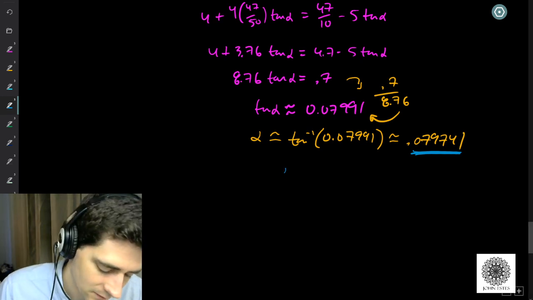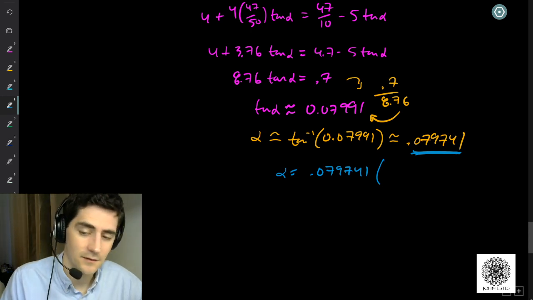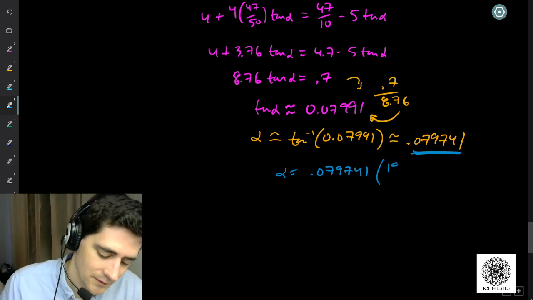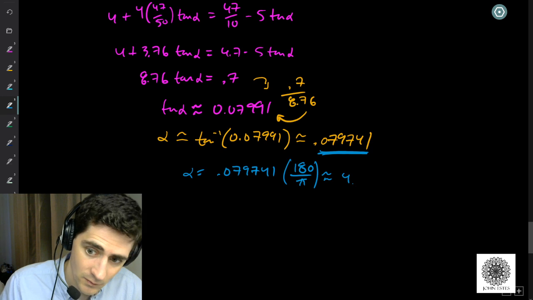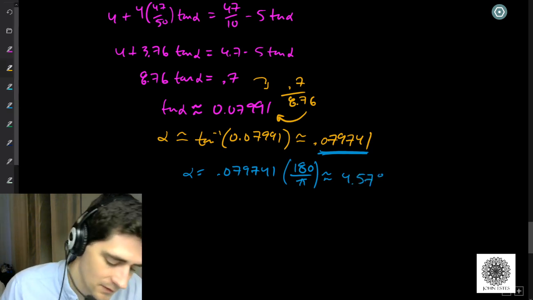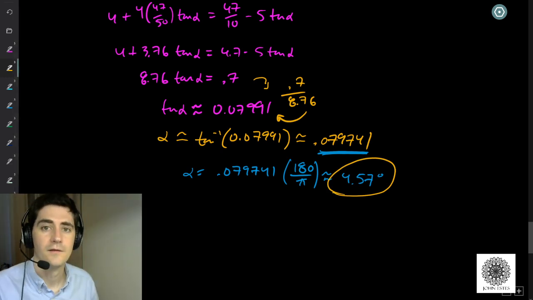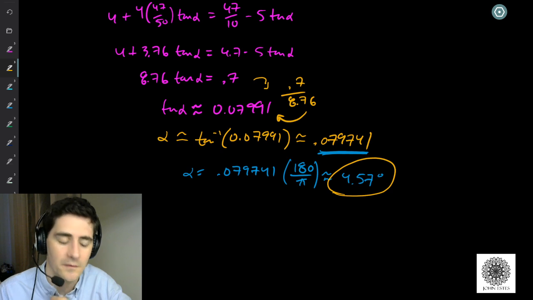Now, since we deal with degrees mostly, we probably want to convert this back to degrees. How do I do that? 0.07971 times, remember going from radians to degrees, you multiply by 180 and divide by pi. And so when you do that, you get approximately 4.57 degrees. And there's my degree measure of the angle between the two cables, which may be something we really need if we're constructing this climbing wall.